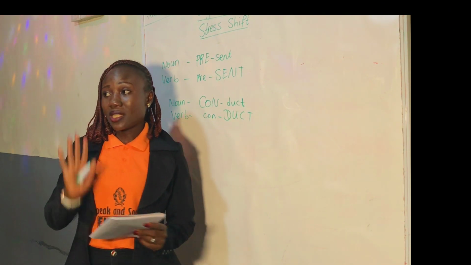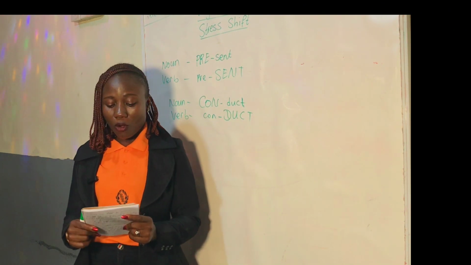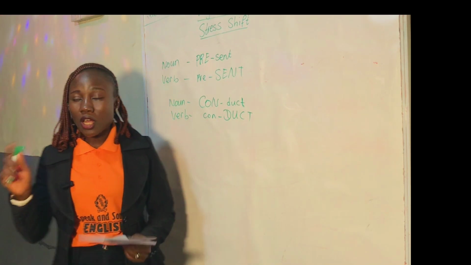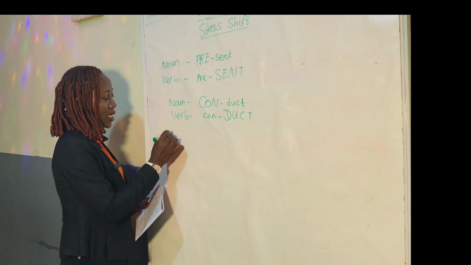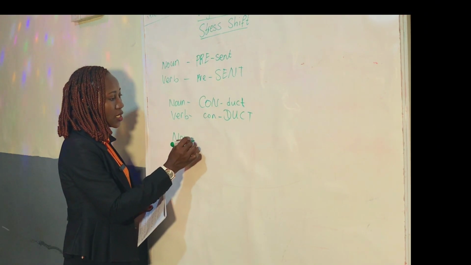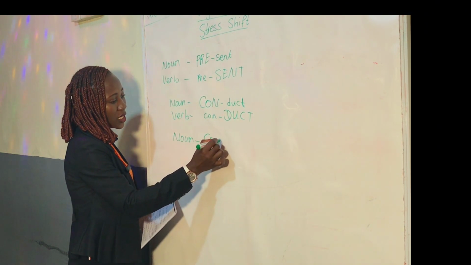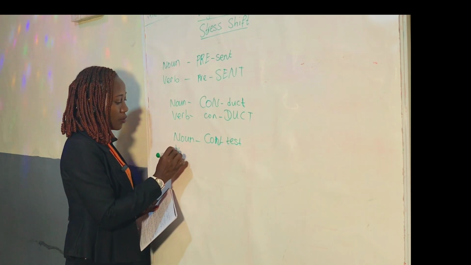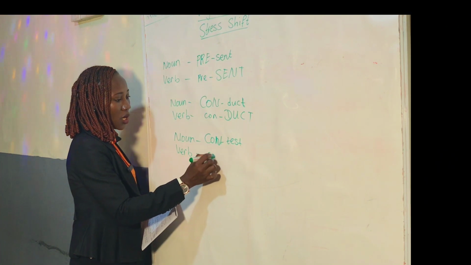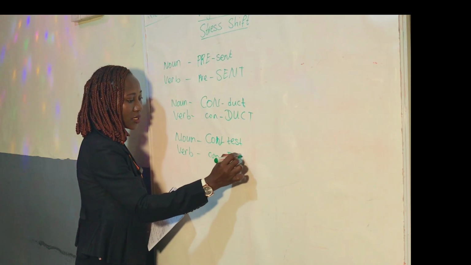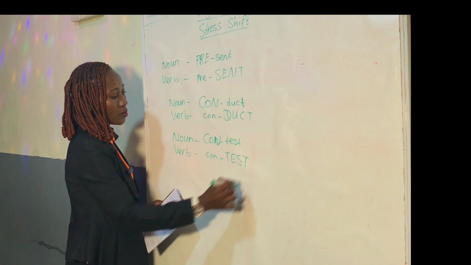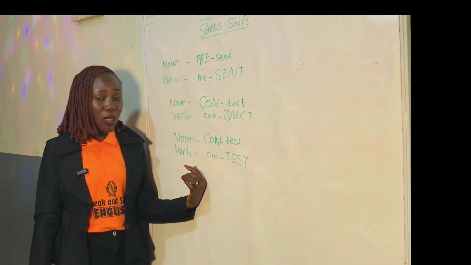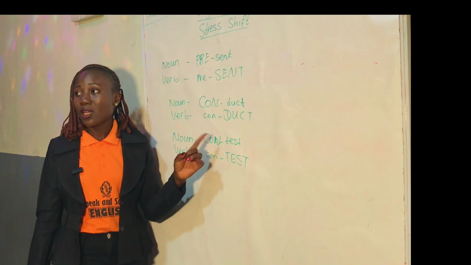Remember, we said we're going for 10 examples. We've gotten 3. Number 4, we have contest, contest. Do not forget, when you're writing, for the noun, you write it using a capital letter for the first syllable, and for the verb, you use a small letter and a capital letter for the second syllable. So how do we pronounce the noun? Contest. And how do you pronounce the verb? Contest.